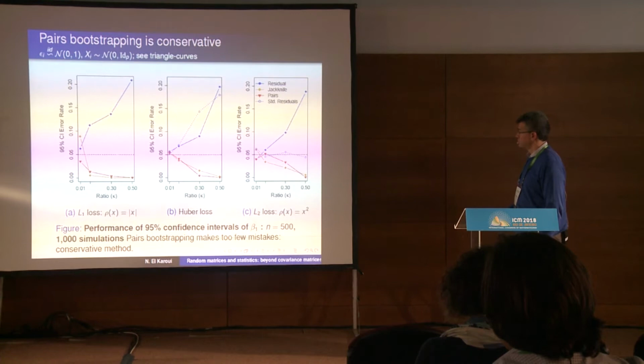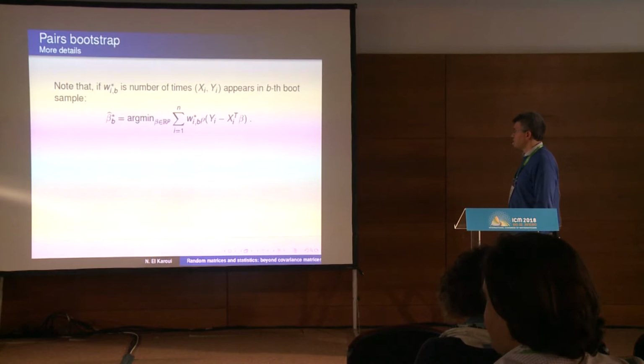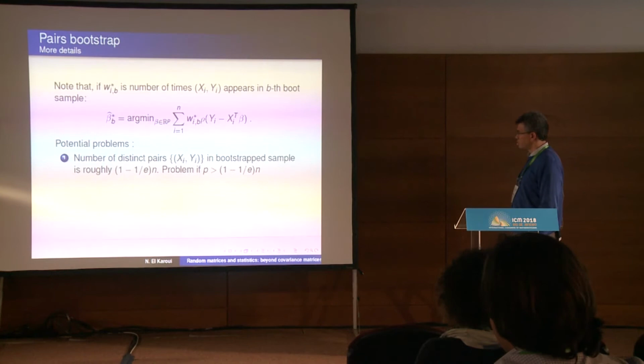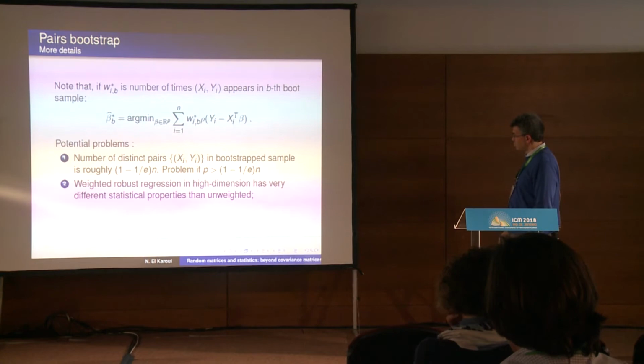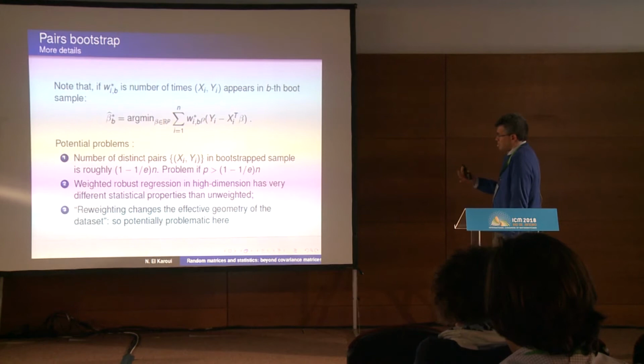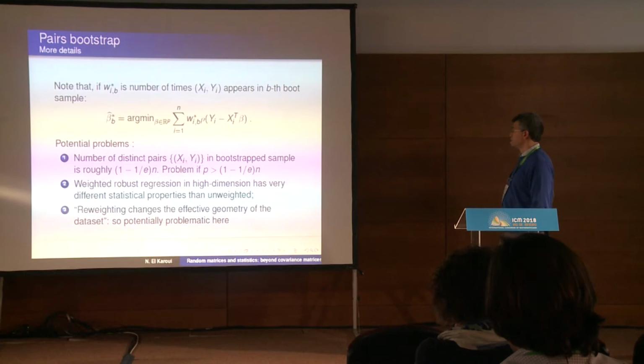Okay, the understanding of this is fairly simple. Essentially, when you do a pairs bootstrap, you end up doing weighted robust regression. You have a slight problem if p is not sufficiently big. We understood a long time ago that weighted robust regression has very different statistical properties than unweighted. And you can think of this in the least squares context, that weighted robust regression changes the geometry of the data set. And because these problems are fundamentally geometric, it breaks everything.